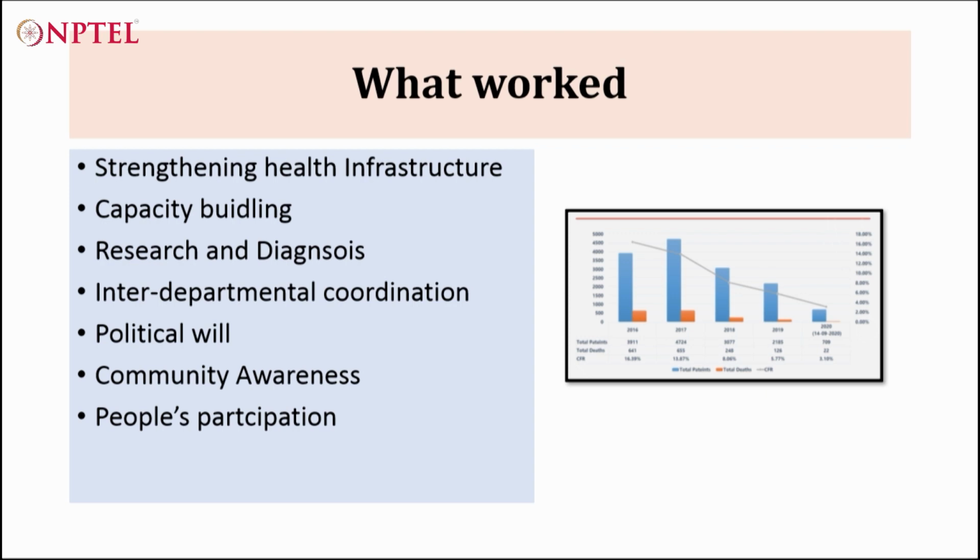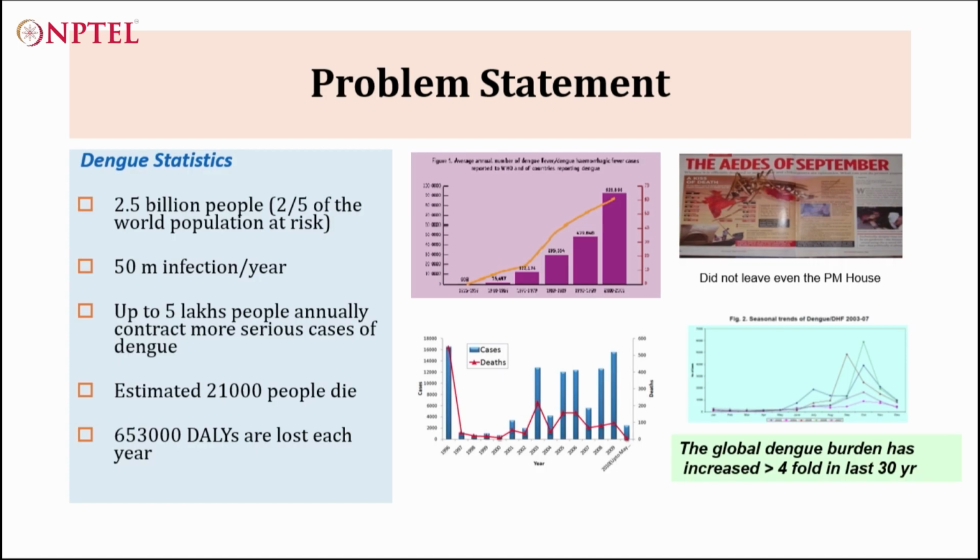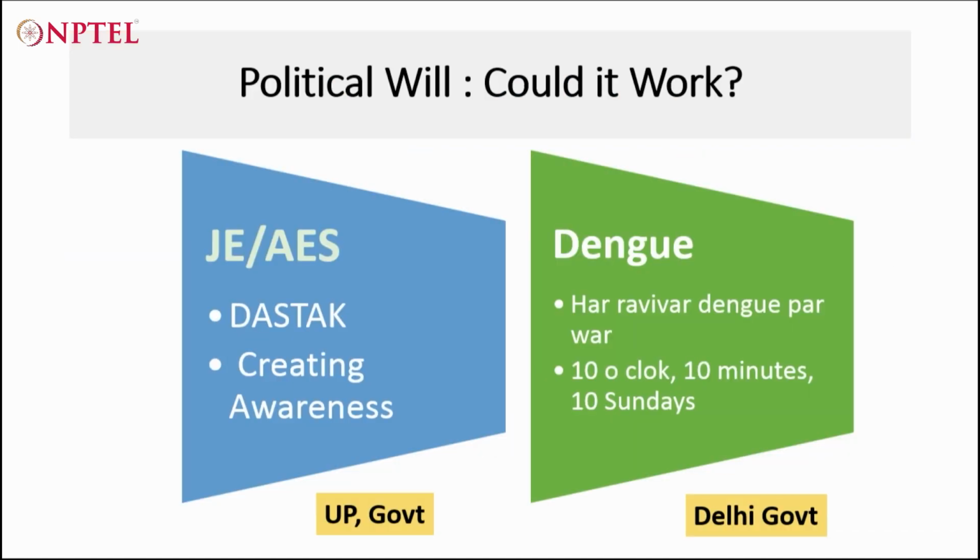This is again a case study. The third study is about dengue in Delhi. Dengue, you all know, is a big problem across the globe and even in Delhi. The Delhi government started a program, Har Ravivar Dengue Par Var. This is again a community awareness program, at 10 baje, 10 minute, 10 Ravivar.